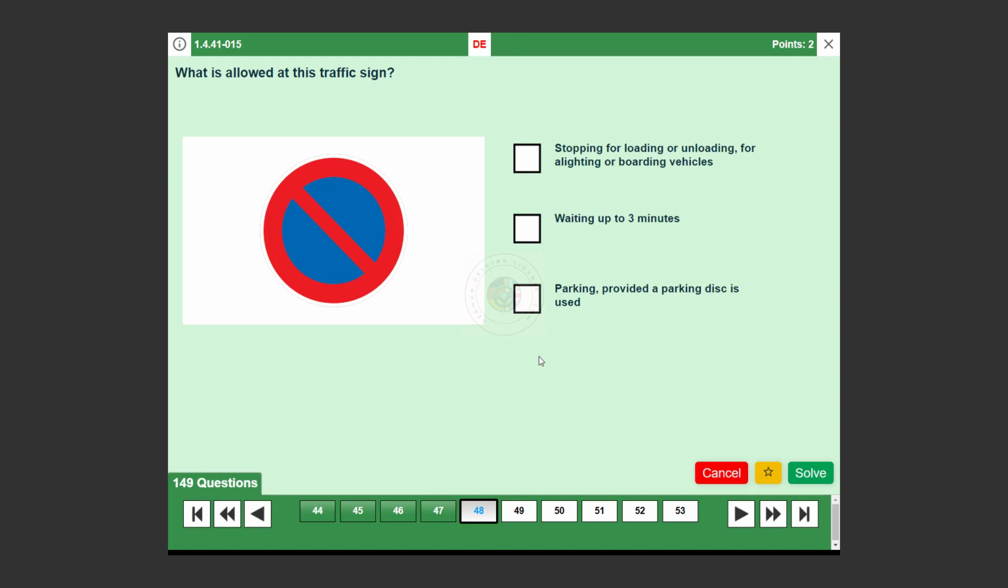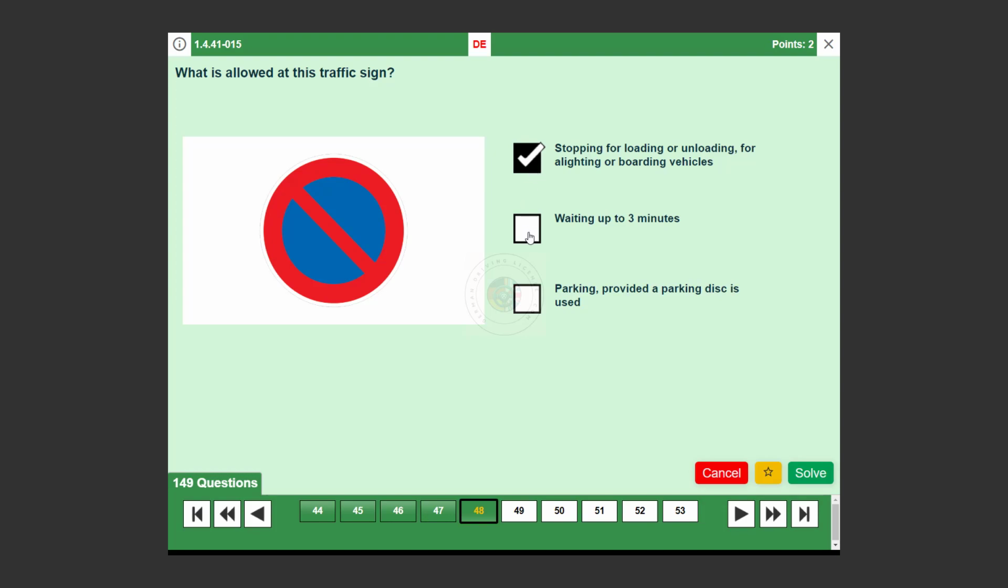Question number 48. What is allowed at this traffic sign? Parking, provided a parking disc is used. False. The sign indicates a limited stopping restriction, not permitting parking, even with a parking disc. Stopping for loading or unloading, for alighting or boarding vehicles. True. Stopping is allowed for a brief duration, specifically for loading, unloading, boarding, or alighting purposes.